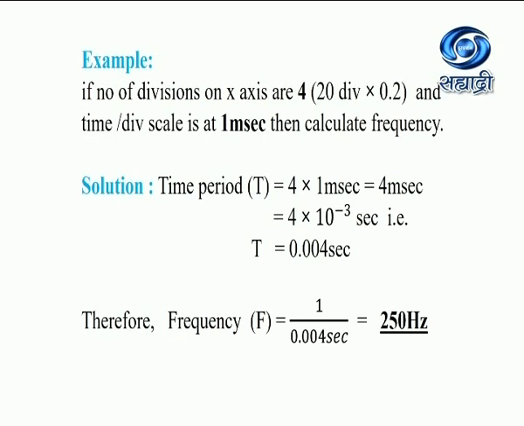So if you put this value in the formula f is equal to 1 over T, then you will get 250 hertz as your answer of frequency. So the frequency for this example is 250 hertz. So in this way you can calculate the frequency using internal time base.